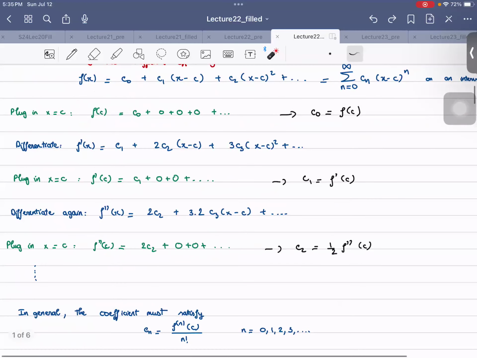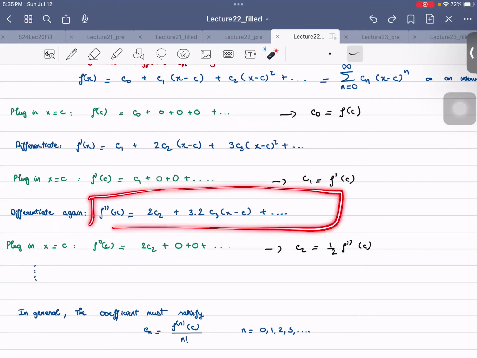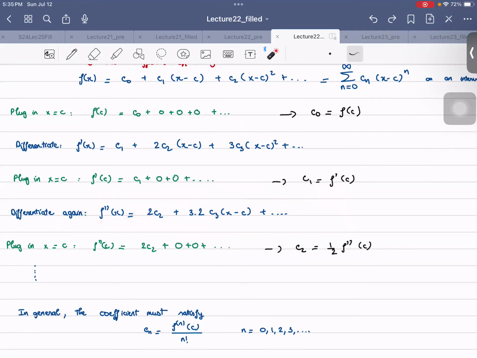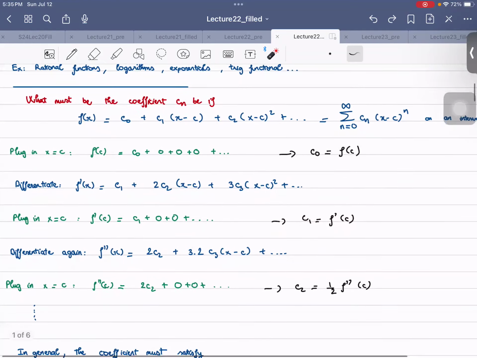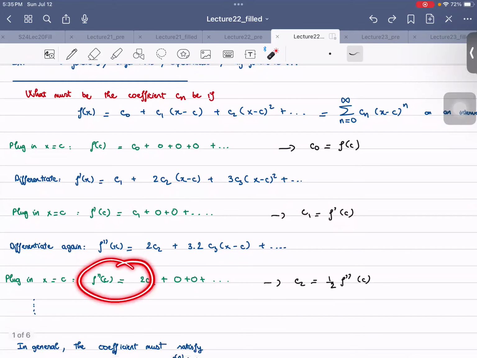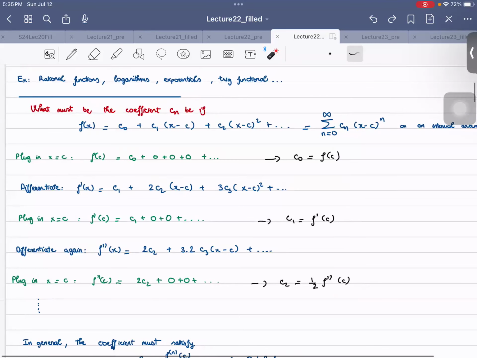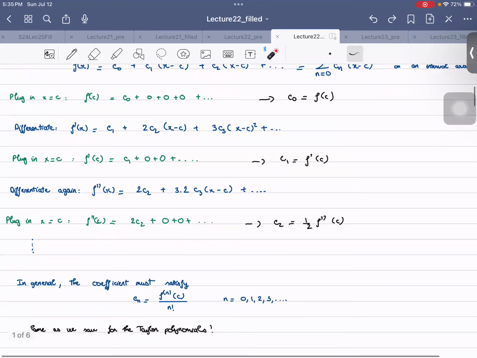And the same thing, you differentiate again, you have the relation between the power series and your second order derivative. You plug in c, every term will be 0 except the first one, 2c2. So over here, you can say that the coefficient c2 in your power series will be given by the output of your second derivative at c divided by 2. Okay, and you do the same thing again.